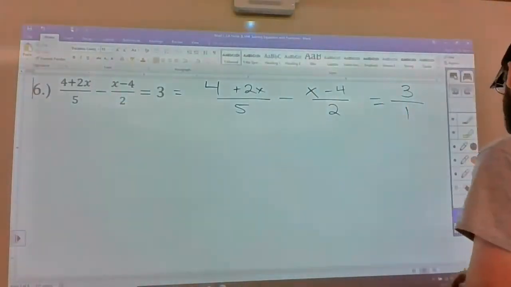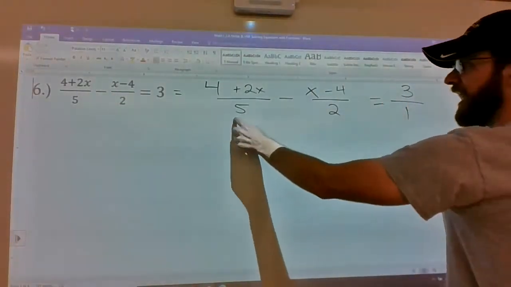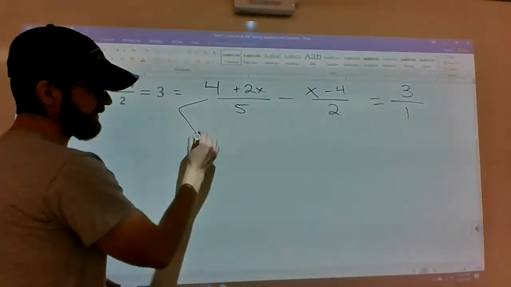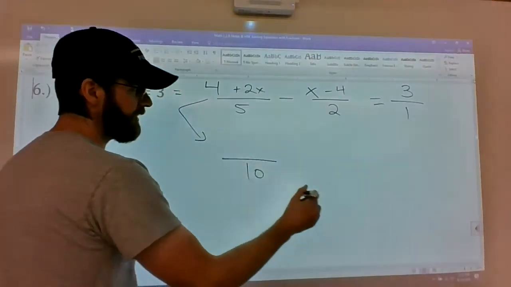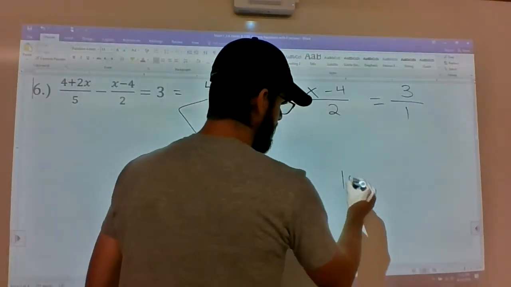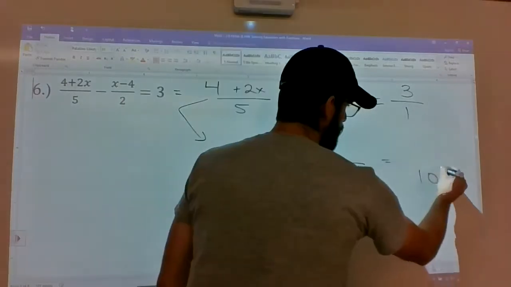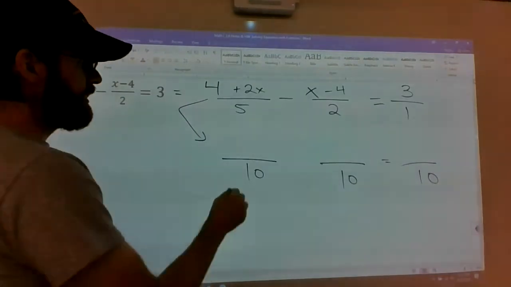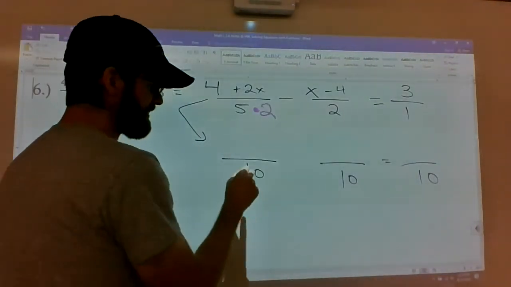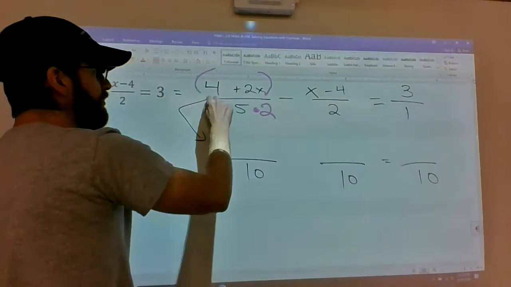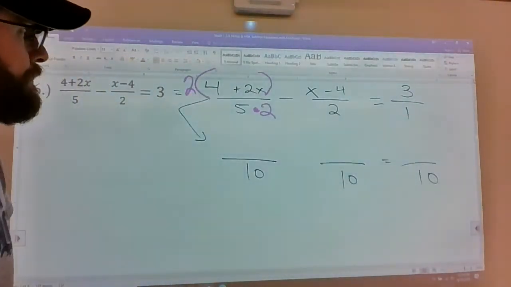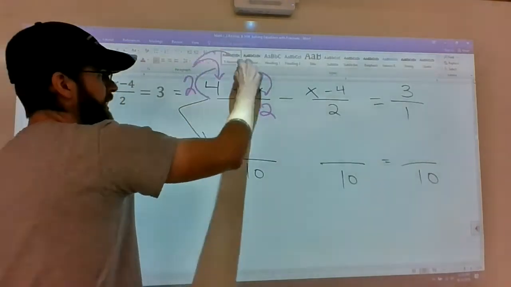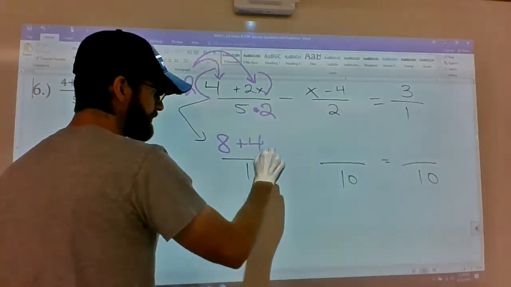So now we ask ourselves, what would be the common denominator between 5, 2, and 1? Hopefully 10 is the one that's coming to mind right away, because that's exactly what it should be. So it's something over 10, something over 10 equals something over 10. So 5 times 2 would give us 10. I've got to multiply this whole thing by 2 now. So 2 times 4 is 8. 2 times 2x is positive 4x.